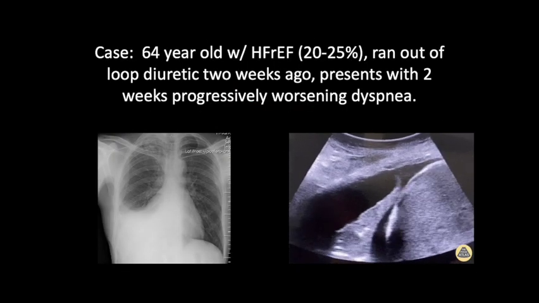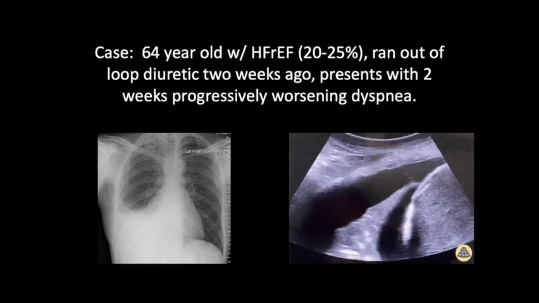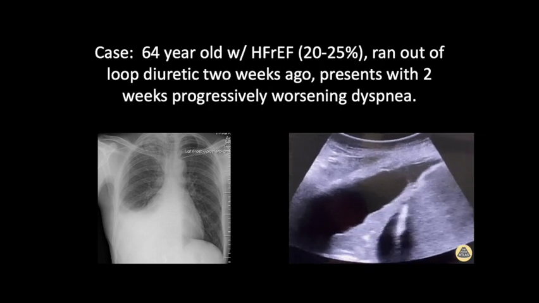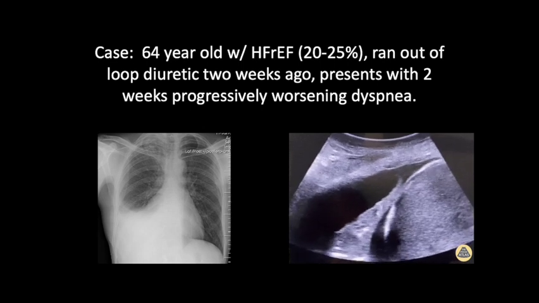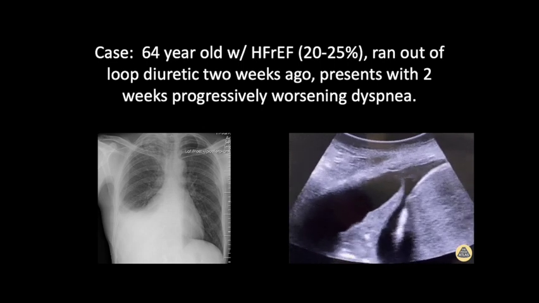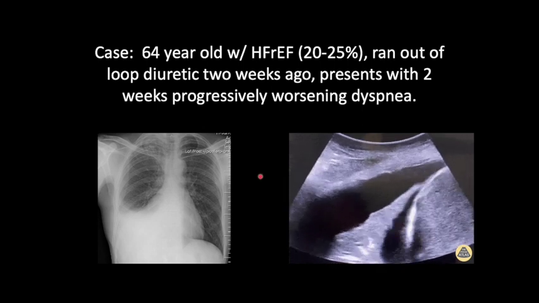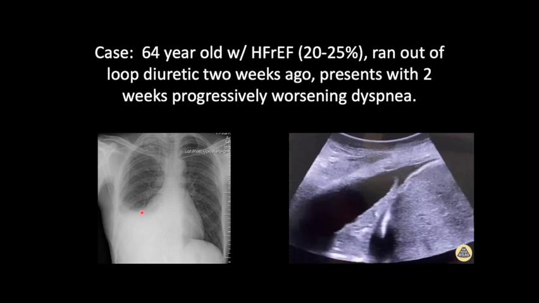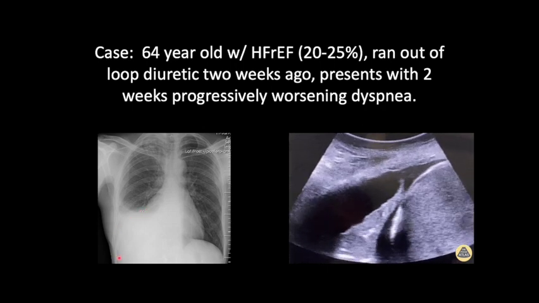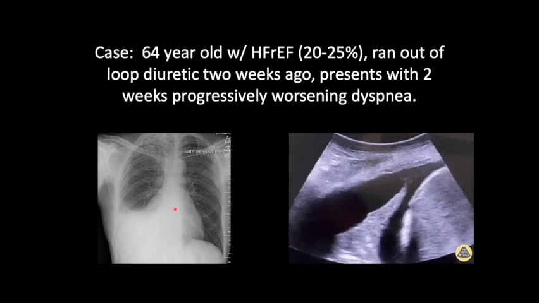So let's have a case here of a 64-year-old who has a history of heart failure with a reduced ejection fraction. The last echo showed his EF to be somewhere between 20 to 25%. He ran out of his loop diuretic therapy 2 weeks ago and is presenting with 2 weeks of progressively worsening dyspnea. Here on this chest x-ray, which we know we don't necessarily need to order now, we see blunting of the costophrenic angle consistent with a pulmonary effusion or pleural effusion.